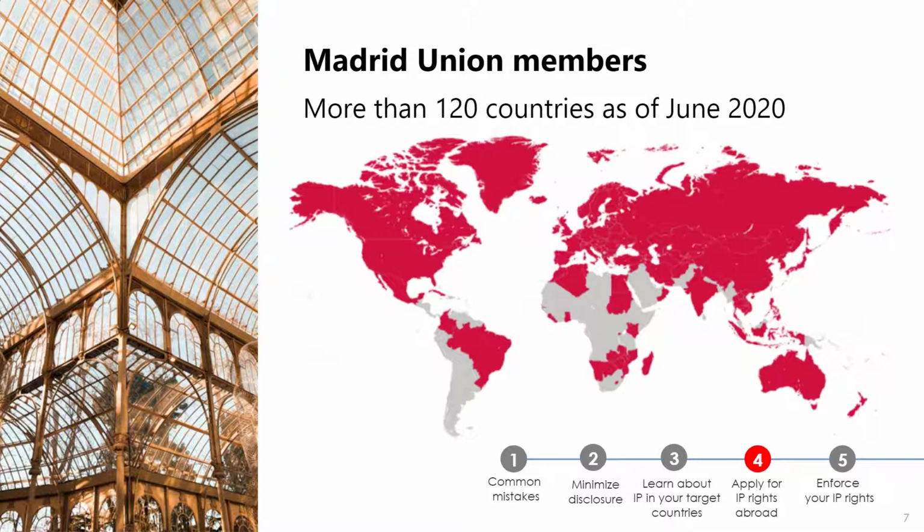Here's a map of the 122 countries that are currently members of the Madrid Union. These members represent more than 80% of world trade. There are two requirements to be able to use the Madrid system. First, you can use the Madrid system if you are a Canadian citizen or a resident of Canada, or if you have an industrial or commercial establishment in Canada. Second, since an international registration in the Madrid system is based on an existing registration, you'll need to have filed a trademark application or obtained a trademark registration in Canada.